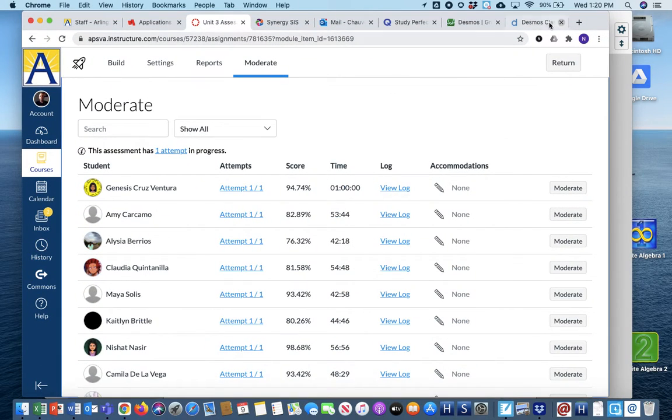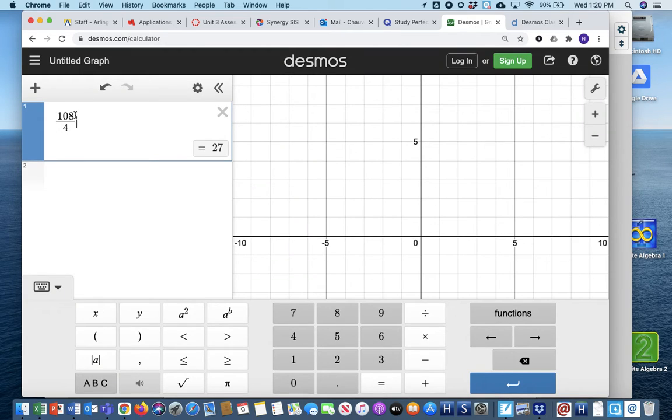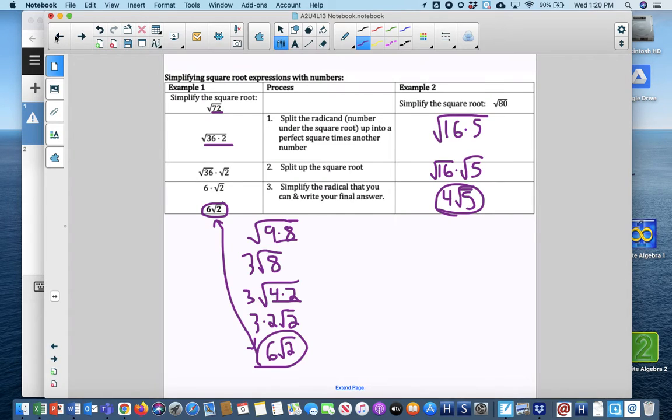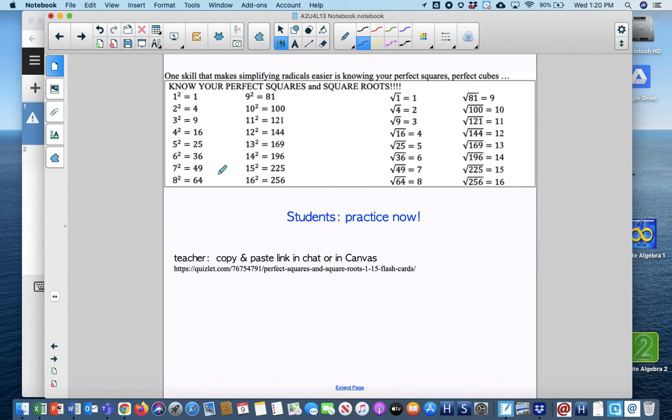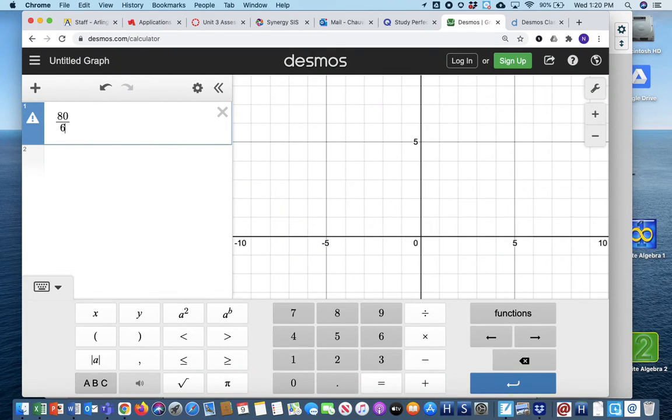So for square root of 80, I'm going to set up division. So I'm going to go 80 divided by, and now I'm going to divide by the biggest perfect square that's less than 80. So 81 is bigger than 80, so I'll start with 64, and I'm going to work my way down until when I divide, I get a whole number, meaning no decimal. So 80 divided by 64, we should know that's going to be a decimal, so that doesn't work.